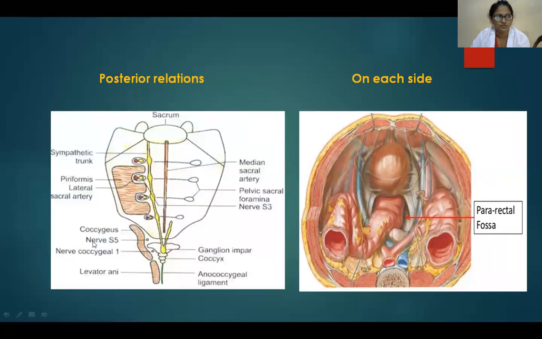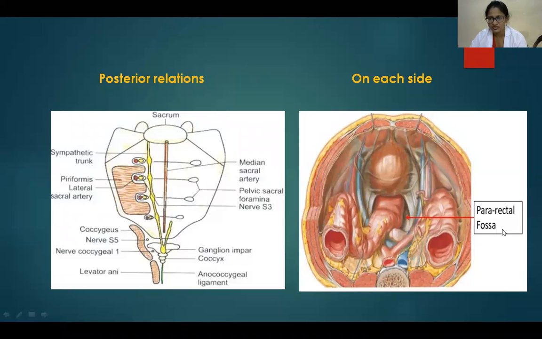Next, coming to the posterior relations. The posterior relations are the same in both males and females. Posteriorly it is related with the sacrum and tip of the coccyx, the median sacral artery, the sympathetic chain, the piriformis muscle, and the lateral sacral arteries. All these are related posteriorly to the rectum.